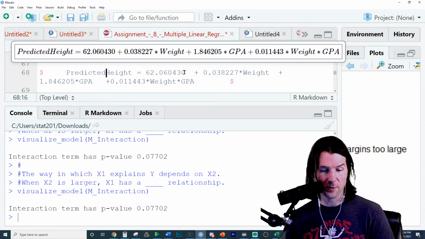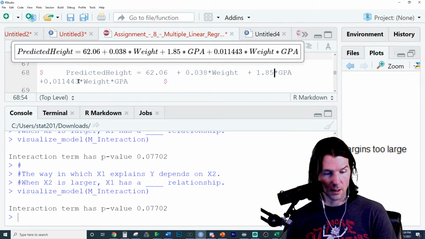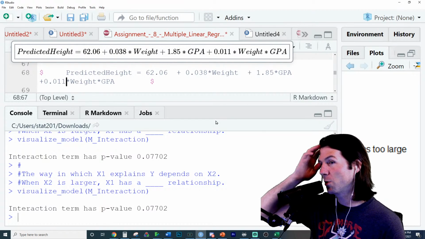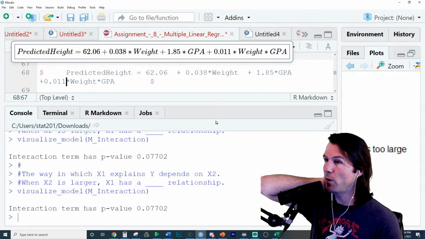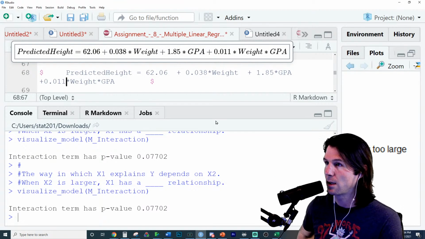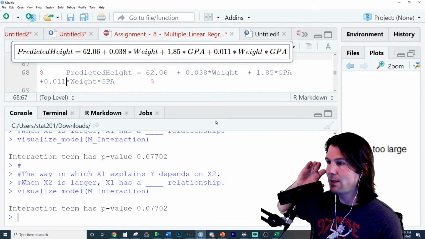Oh, let's delete some decimals. We don't want that many decimals. Round. Okay. Predicted height is equal to 62.06 plus 0.038 weight plus 0.185 GPA plus 0.011 weight times GPA interaction. So what we have right here is the implicit line.